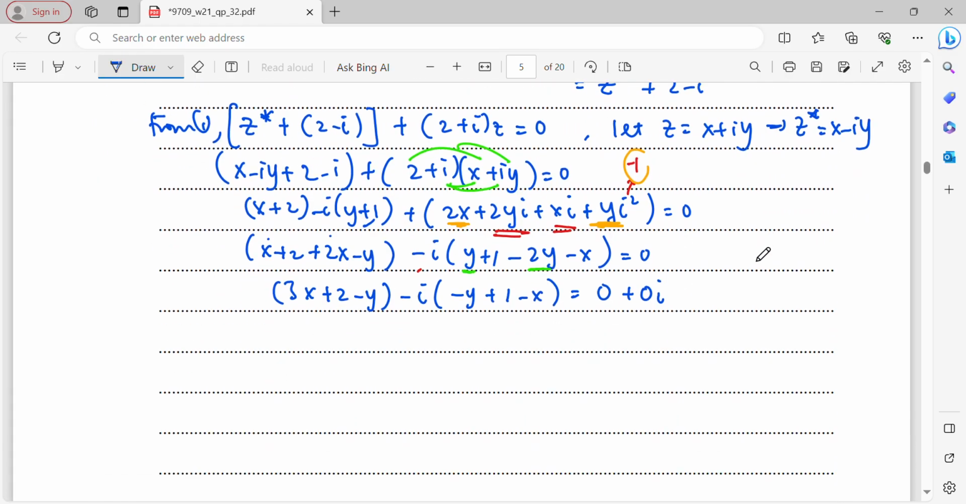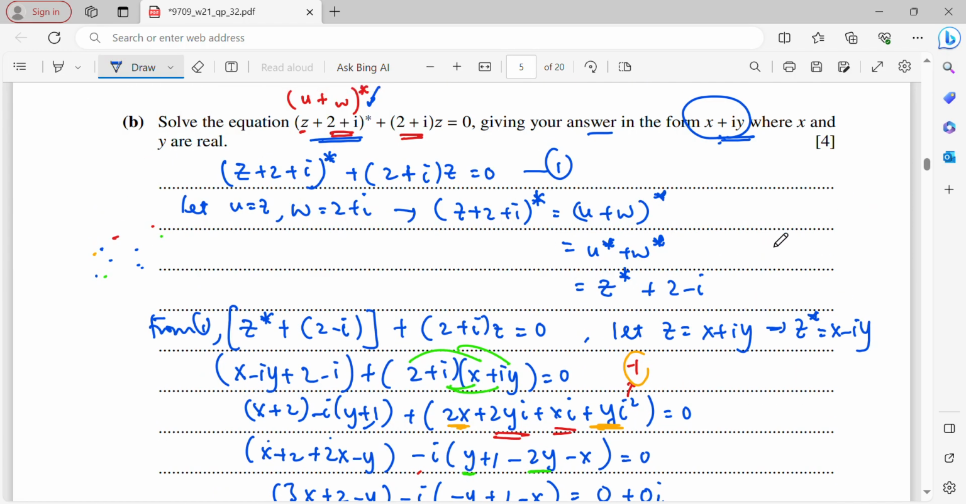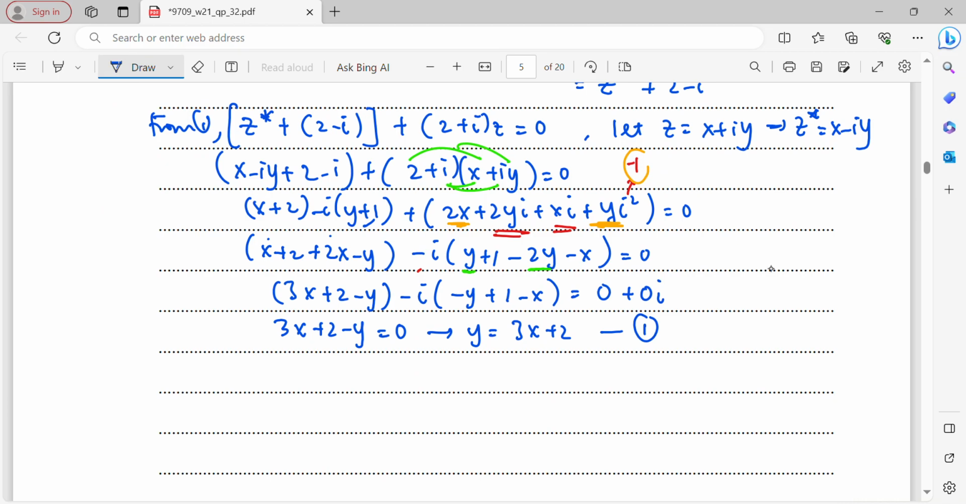Then now I will compare. My real part, 3x plus 2 minus y equals 0. That means my y is going to be 3x plus 2. I'll let this be the first equation. Oh no, just now I already used the first equation, so now I let this be the second equation. Then when I compare the imaginary part, minus y plus 1 minus x is 0. So I let this be the third equation. So now I substitute the second into the third equation.